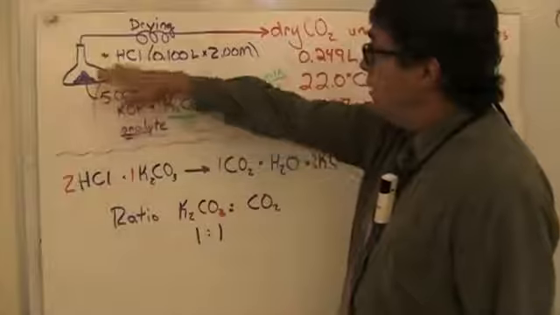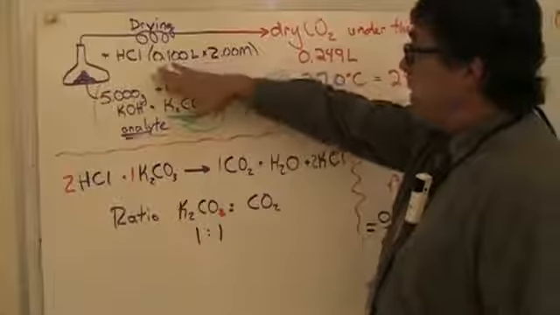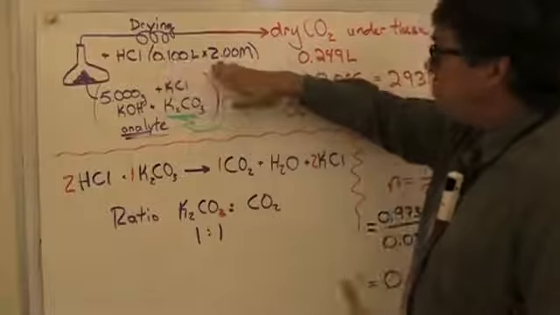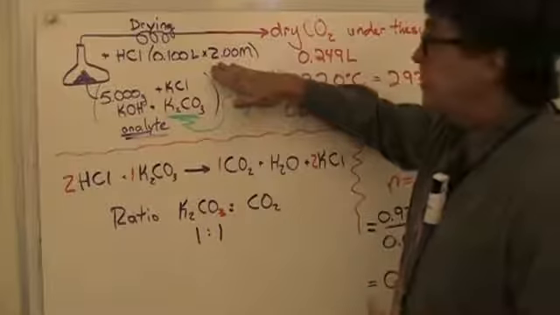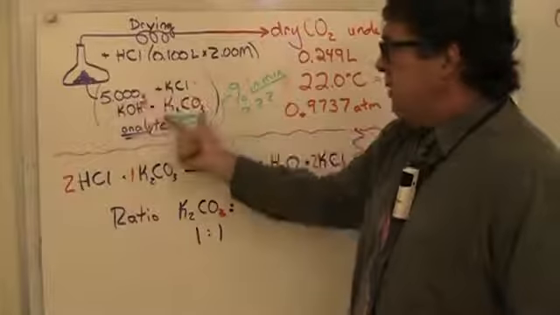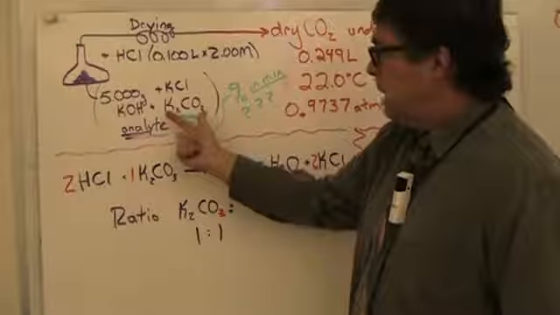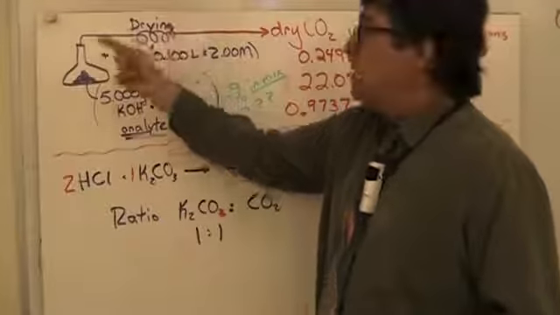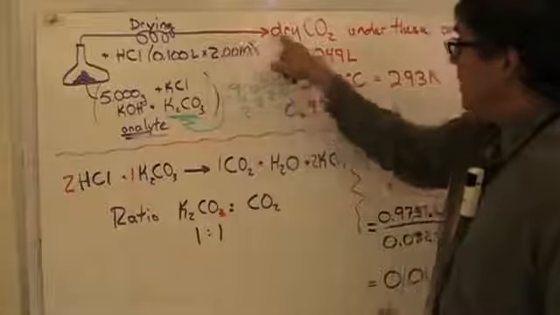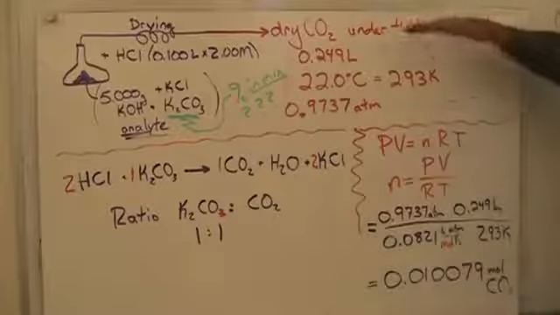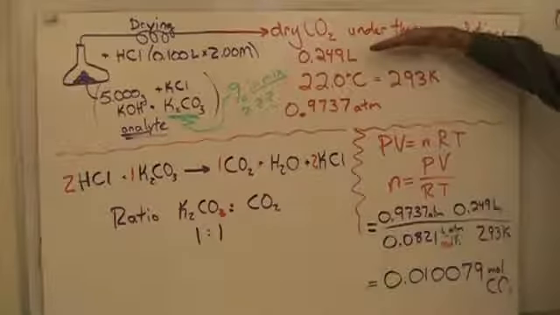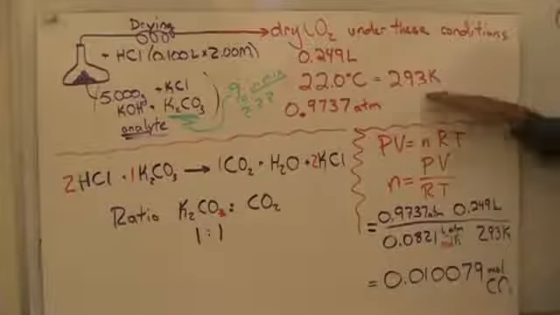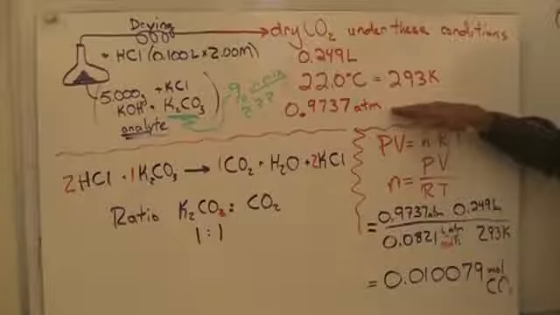So what we're doing here is we're going to add hydrochloric acid. We're adding 100 milliliters, or 0.1 liter, of a 2 mole per liter solution. Now, of course, that's going to react with the potassium carbonate, and it's going to bubble out carbon dioxide. And so we're going to dry that carbon dioxide and collect it, and we get 249 milliliters at 293 Kelvin and a pressure just a little less than 1 atmosphere.